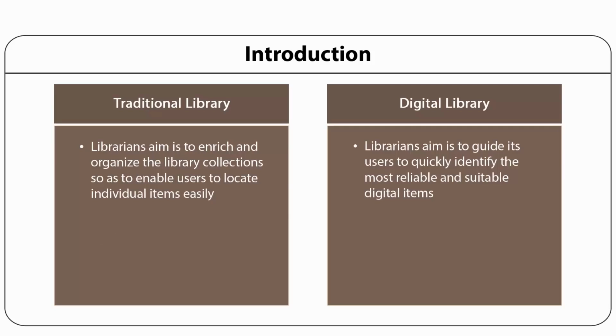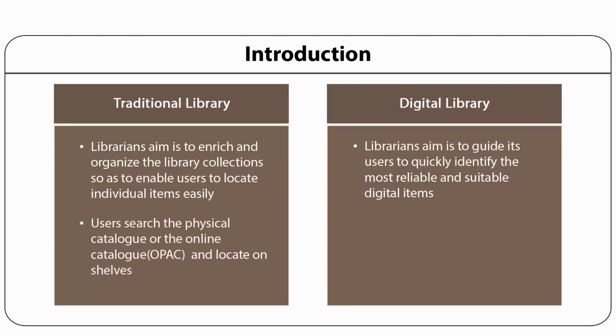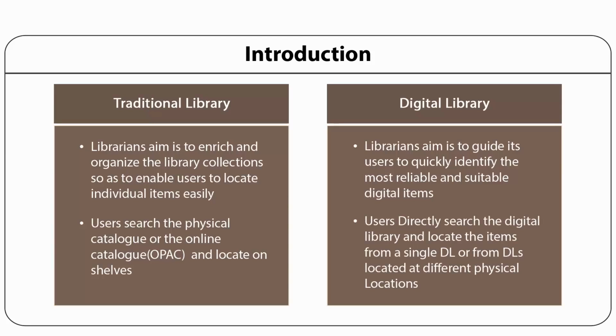In a traditional library, the users search for their desired information sources by searching the physical catalog or the online catalog that is opaque in case of automated libraries, and locate them on the shelves. But in case of digital libraries, the digital items may be available on a number of servers distributed on different physical locations. The interface of a digital library is the sole medium which directly interacts with the users for discovering the collection and content stored in a digital library and catering to the information needs of its users.